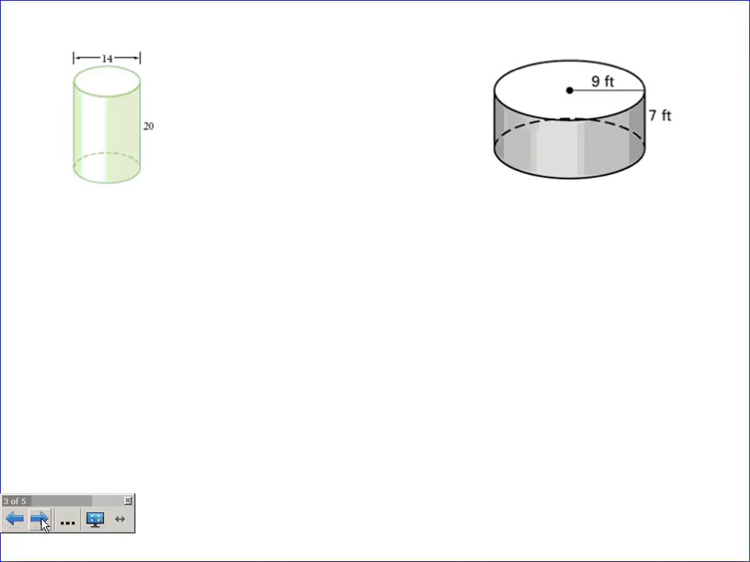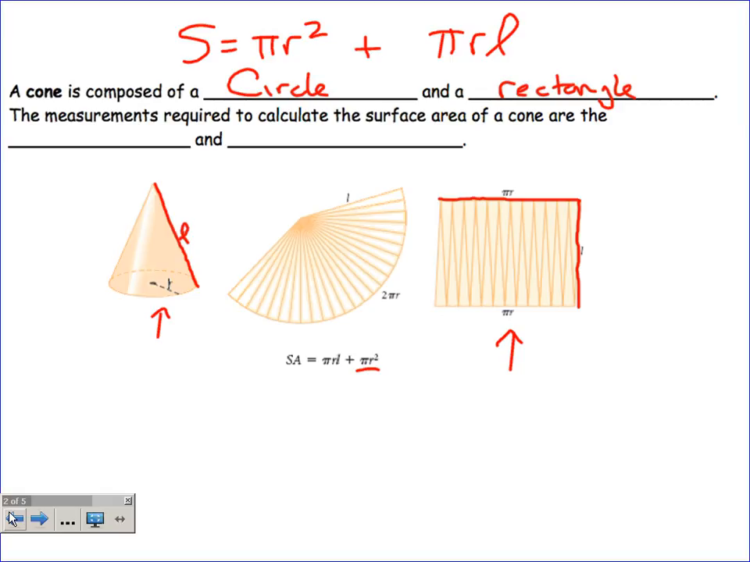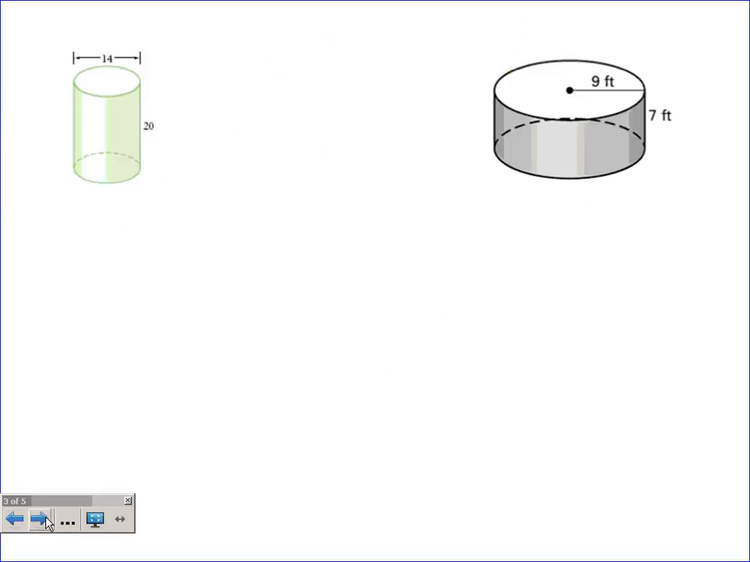Oh, the measurements required, was that on there? Yes. Okay, here we go. The measurements required to calculate the surface area are going to be the radius and the L, which is the slant height. Okay, I'm moving on.